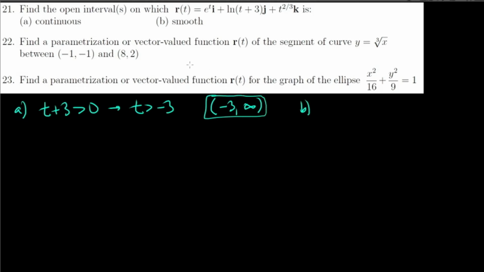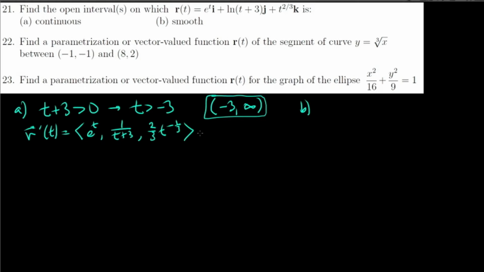For part B, where is it smooth? Well, that's for the derivative. So the derivative of r is e to the t, 1 over t plus 3, and then 2/3 times t to the negative 1/3.